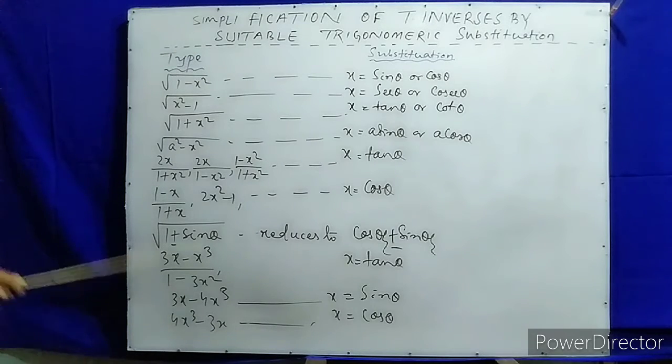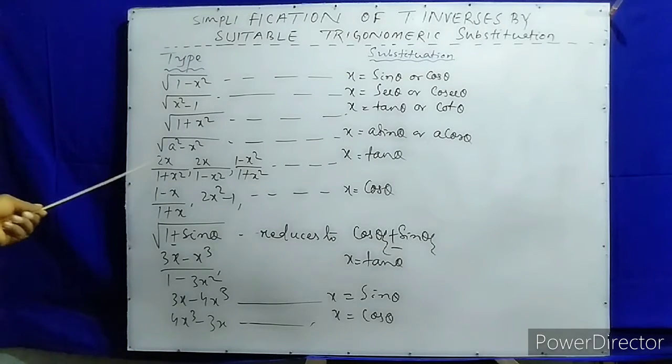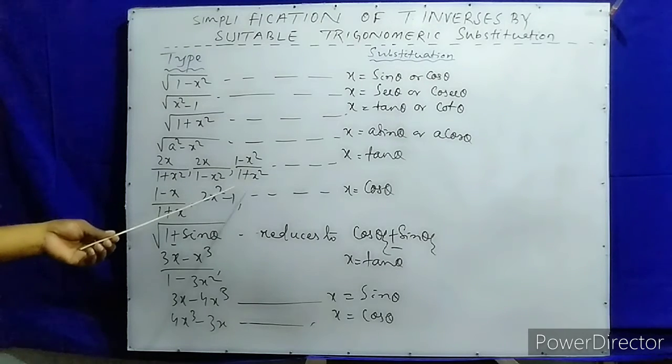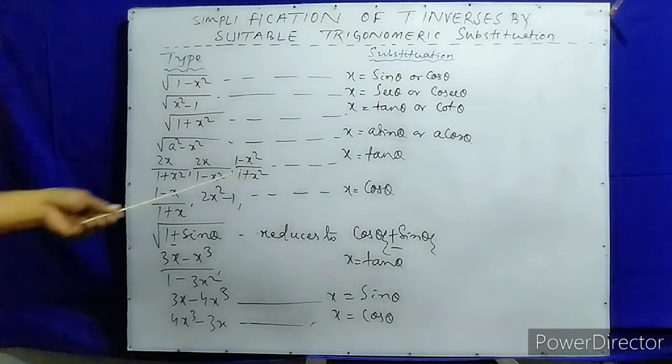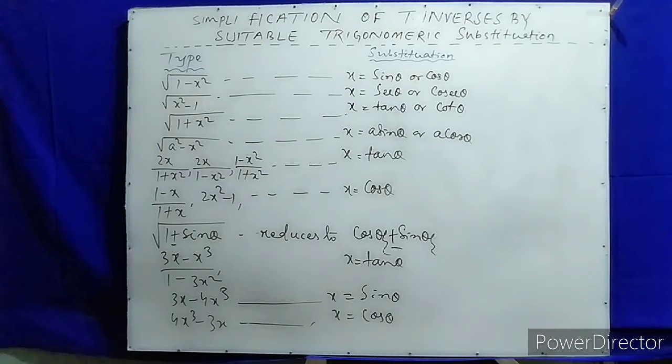Here all are given. So here, instead of these three values, 2x by 1 plus x square, or 2x by 1 minus x square, or 1 minus x square by 1 plus x square, in these three cases you take x equal to tan theta. But there is a little exemption. What is the exemption? Root over a square minus x square. Here root over 1 square minus x square.